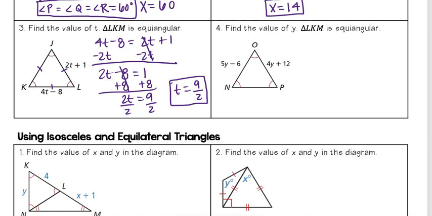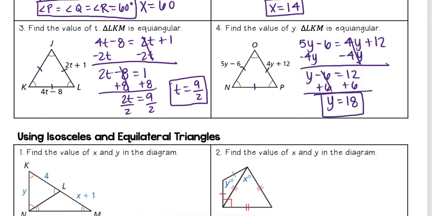Okay, go ahead and pause the video. I want you to try that last one. So for this last one, you should have gotten that y is equal to 18. Since this was equiangular, that also means all the sides are equal. And so I just set 5y minus 6 equal to 4y plus 12. And then when I solved for y, I got 18.